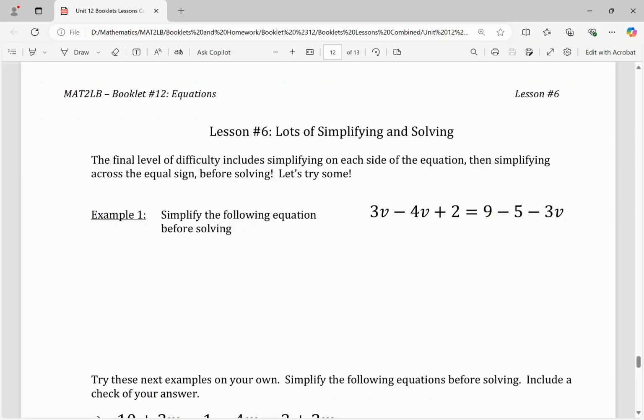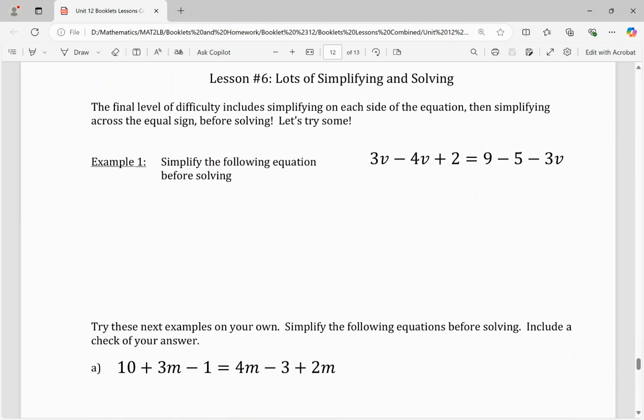Today we will be going over Lesson 6 in Booklet 12, that is lots of simplifying and solving. There's really nothing new to teach you in this lesson. We're just upping it up to the final level of difficulty when it comes to our algebra and our simplification techniques. So we can jump right into the first problem.